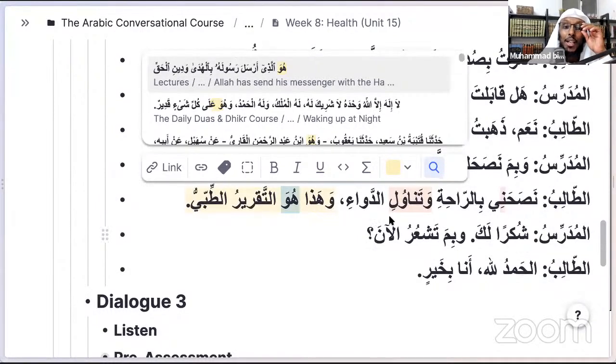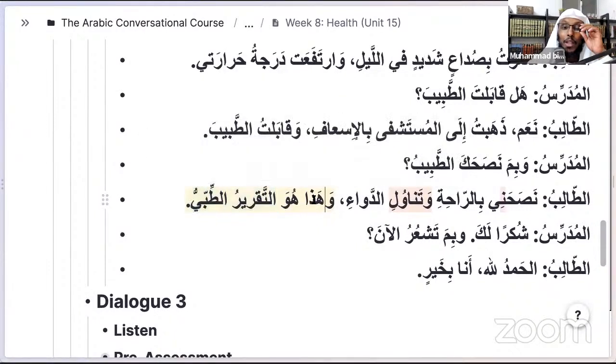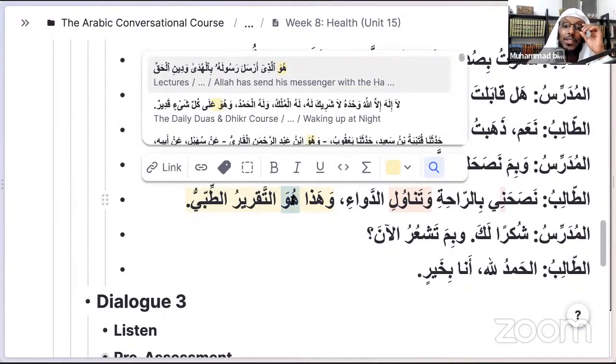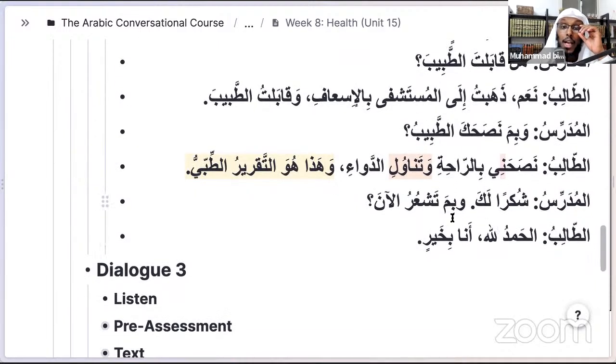ضمير الفصل. وهذا التقرير الطبي is معرفة. Okay? Instead of saying وهذا التقرير الطبي, which could be understood as an incomplete sentence, this medical report, as opposed to this is the medical report, we come with the ضمير الفصل, so that it's a barrier between the مبتدا and the خبر, and you know where the خبر starts. هذا هو التقرير الطبي, and this is the medical report. Okay?